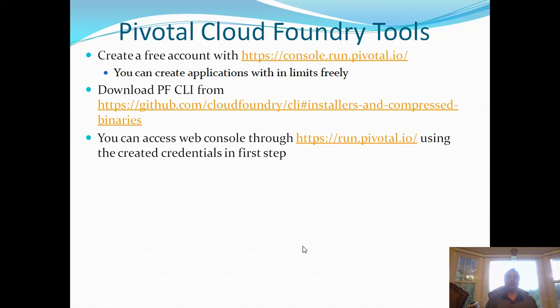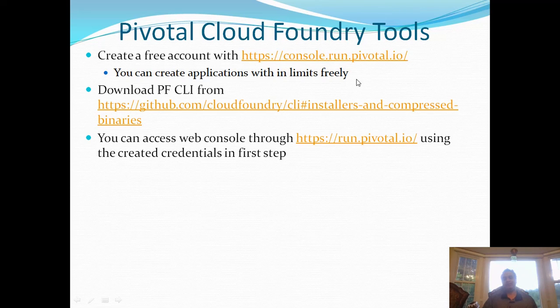Now, to get a free account, you have to go to the console at run.pivotal.io and you provide a username, password, email ID, and you don't have to provide any credit card. You get initially probably around $100 worth of things for free. You can start running it.